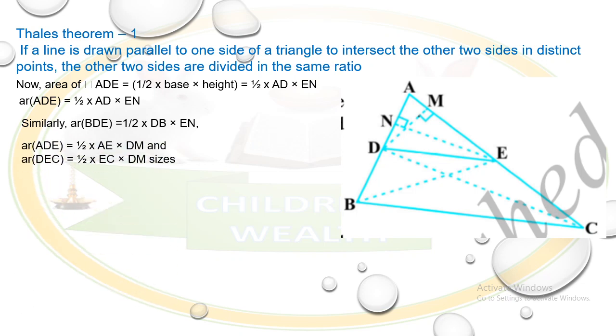Next, area ADE is equal to half into AE into DM. We can also write area ADE in another manner. In the first equation we considered AD as base; here we are considering AE as base, then the height will become DM. And area DEC, this triangle we can write as half into EC as base, so the height is nothing but the perpendicular line DM.